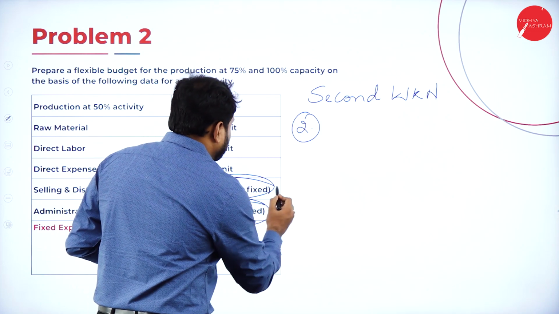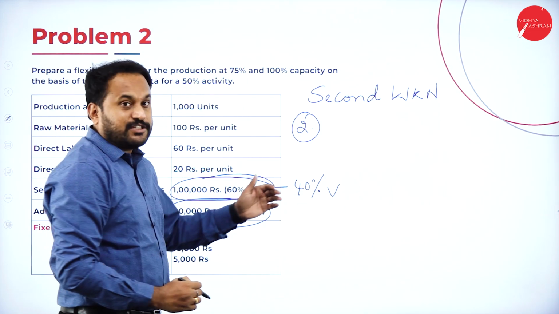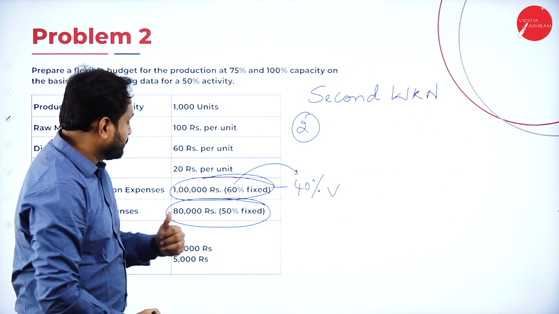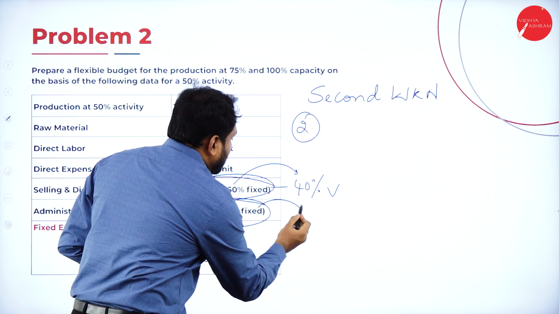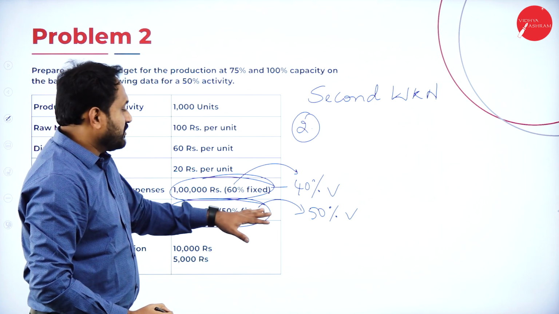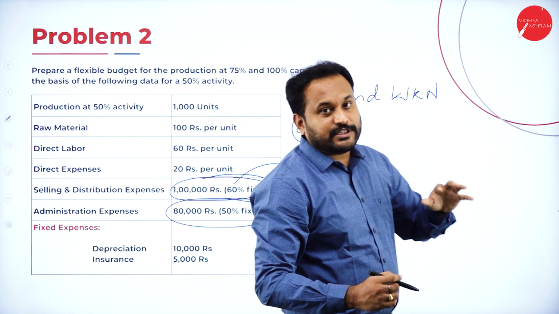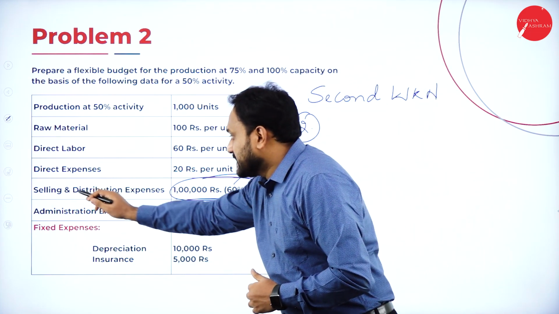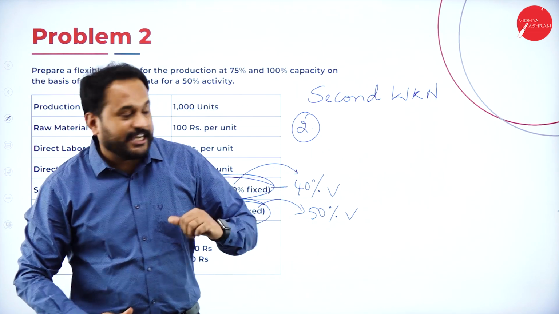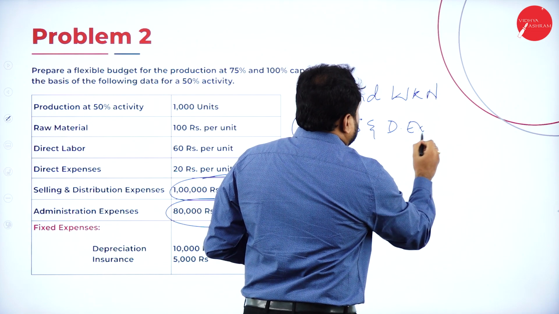That means if it is 60% fixed, that means 40% is variable, because both of them, if you add, should be 100. So if 50% fixed, that means 50% is also variable. So this is what the semi is. So you are supposed to go with the working note. The first working note which goes here is selling and distribution expenses. You just write the heading selling and distribution expenses.